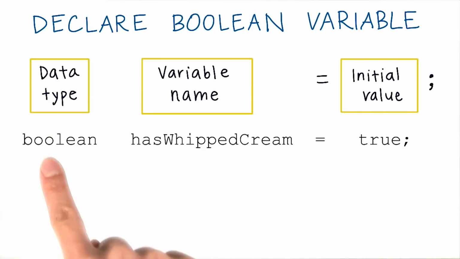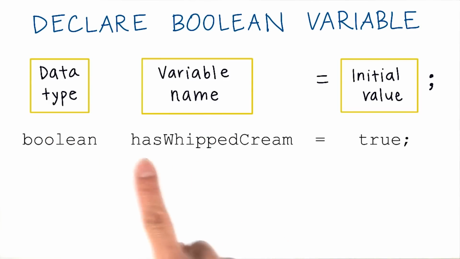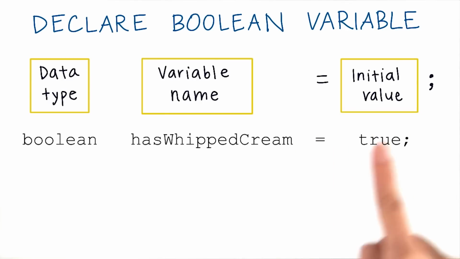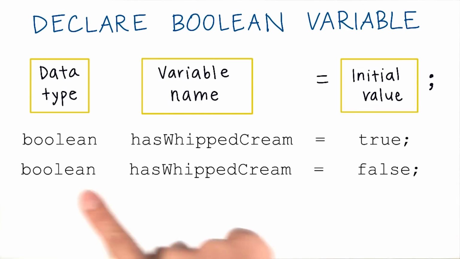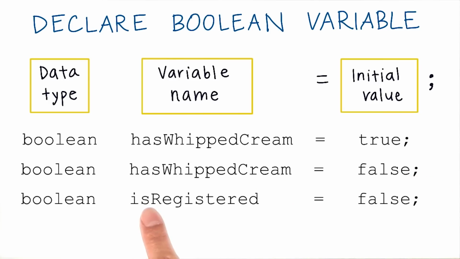We have the data type, which is Boolean, followed by the variable name, which can be anything we want, and then the initial value, which is true or false. Here are a couple of other examples. This is where I set the same Boolean to be false. And here's a different Boolean called isRegistered, and I just initialize that to false.